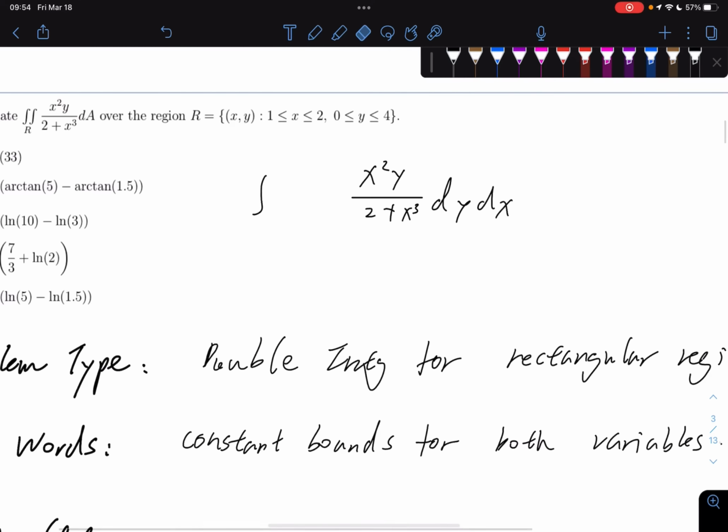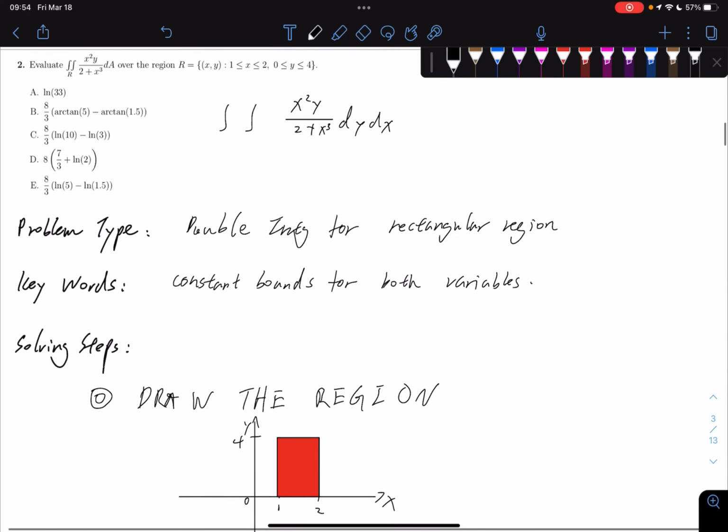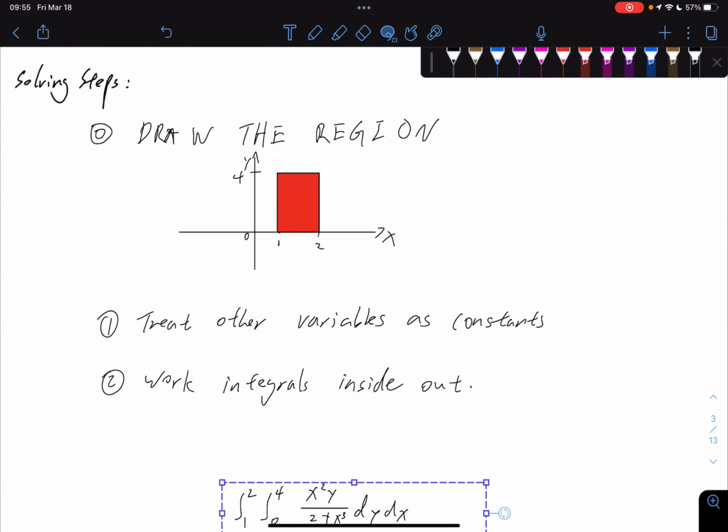So that means our integral will be the integral of dy. The y bound is always bottom to top. What is my bottom bound of the region? That's 0. And what's my top bound? That's obviously 4. And when I'm integrating with dx, I'm integrating from left to right. What is my leftmost bound? That is just 1. And what's my rightmost bound? That is just 2.